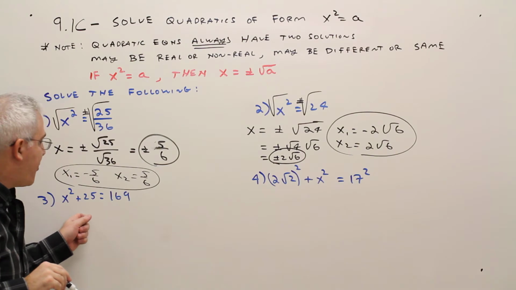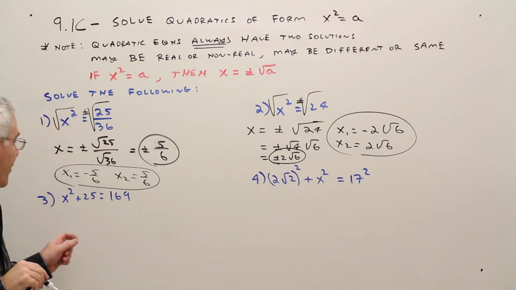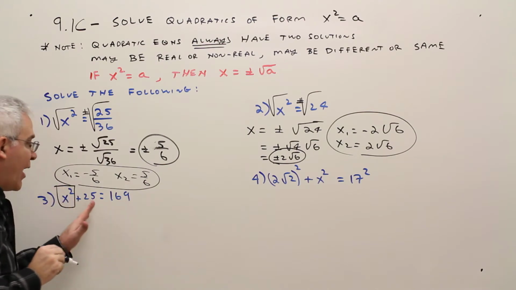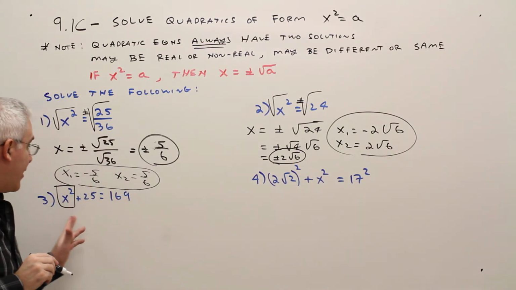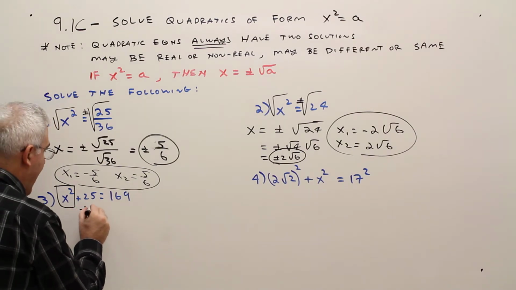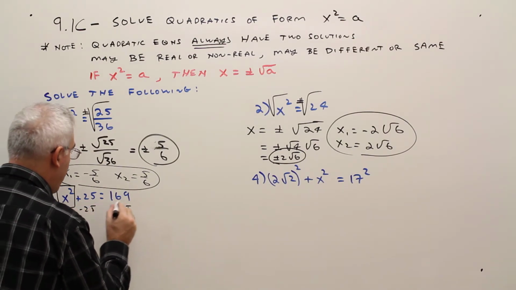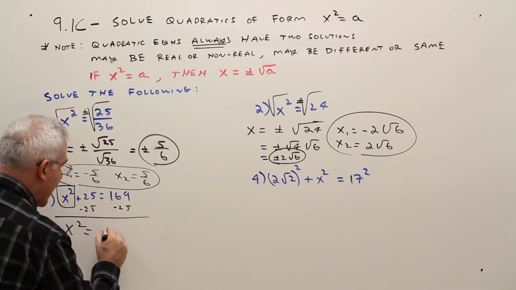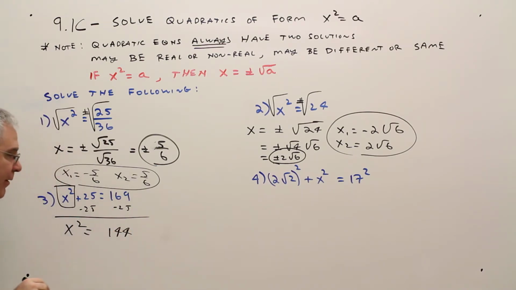All right, problem 3 is slightly different. I don't have x squared isolated. So what I'm going to do is isolate it, and I'm going to subtract 25 from each side. So minus 25 here, minus 25 here. I'll get x squared equals 144.